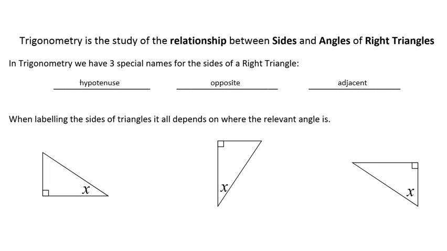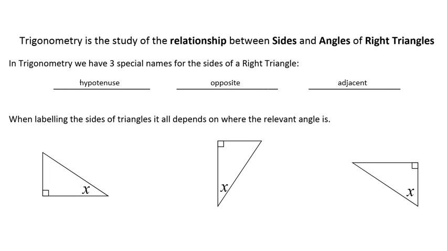So when labeling the sides of a right triangle, it all depends on where the relevant angle is. So that's the angle that we're dealing with. In some cases, it's the only angle that's marked, whether it's with a number or a letter. But in some cases, we have two different angles marked, and we have to decide which one is the important one, which one is relevant.